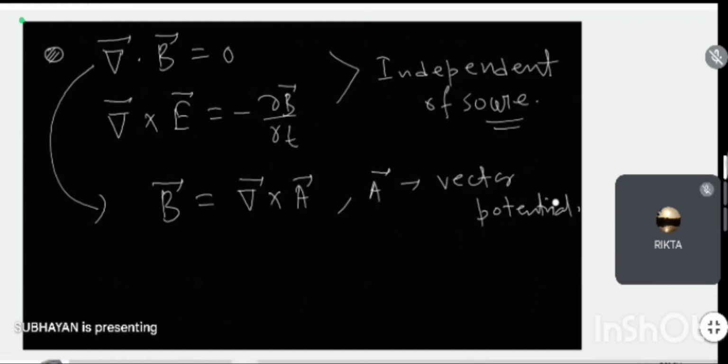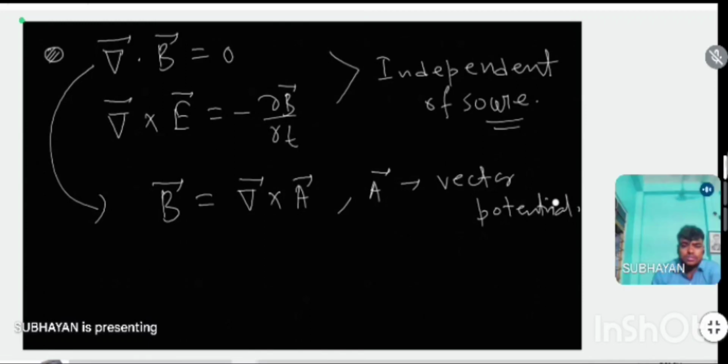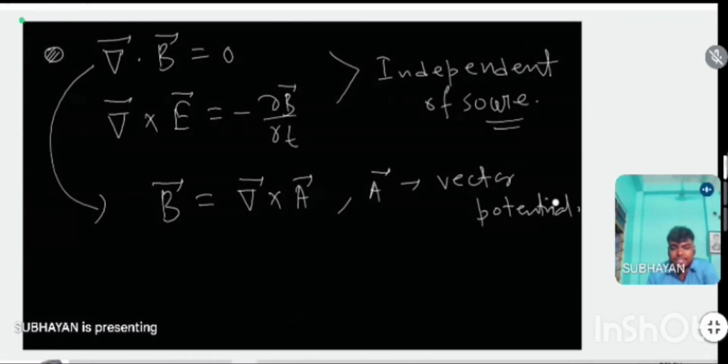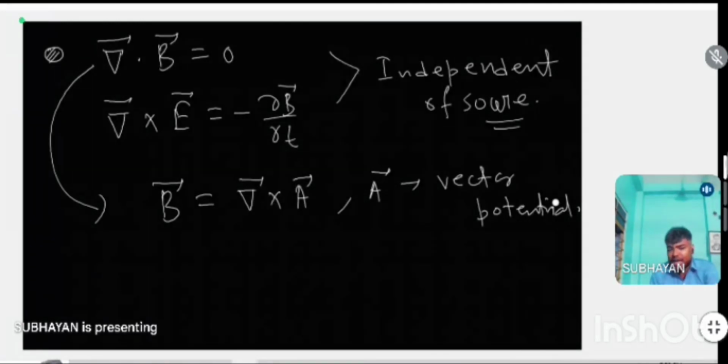So you have the equation divergence of B is equal to 0, and as per the identity of vector algebra, divergence of curl of any vector is 0. So you can say that B must be the curl of another vector, and this vector I am taking as A. So B is equal to curl A, and this A is a vector quantity. That's why it is called vector potential.